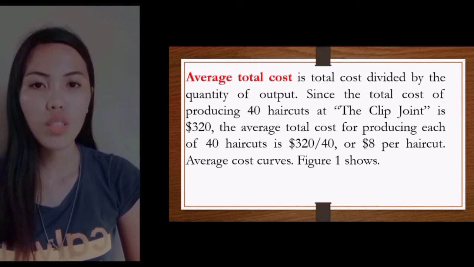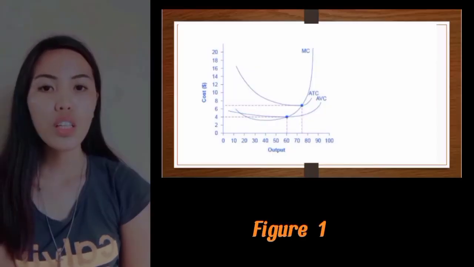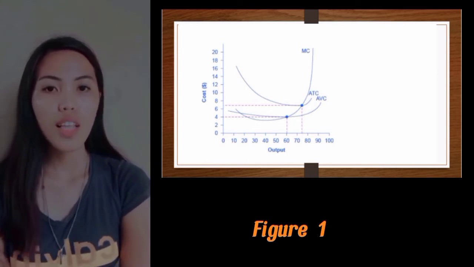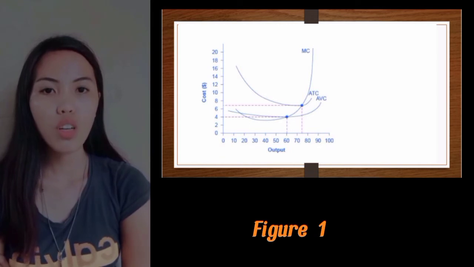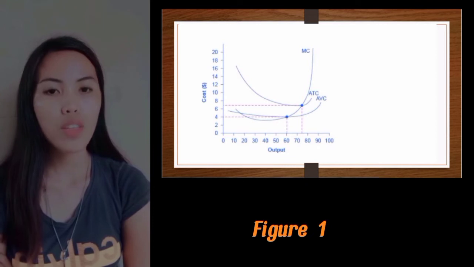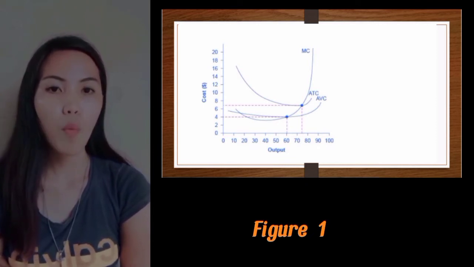Average cost curves are shown in figure 1. The average total cost curve is typically U-shaped. Then the average variable cost curve lies below the average total cost curve, and it is typically U-shaped or upward sloping. And then the marginal cost curve is also upward sloping.